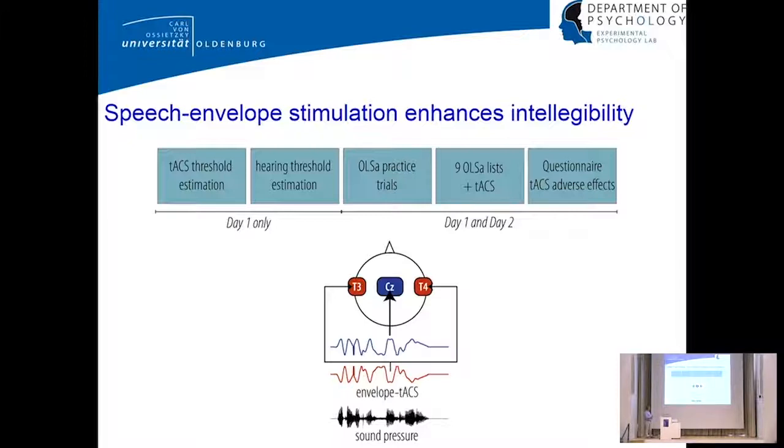Then we determined the hearing threshold, and then we presented sentences that you will see on the next slide, and did 9 lists of this during tACS, and that works as follows. For the 2 auditory cortices, we will have current flow from T3 to CZ and T4 to CZ, and instead of applying a sine wave, now we actually use the envelopes of the speech signal. You see the sound pressure here, and we extracted the speech envelope and applied that electrically to the scalp, such that that would then again be an electric signal in the auditory cortex, which would hopefully entrain the brain activity.